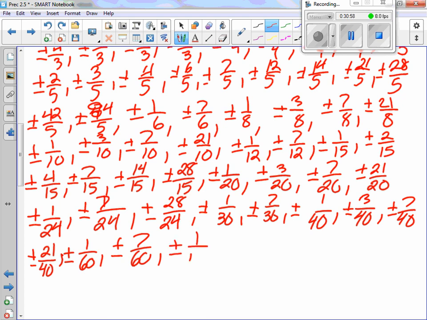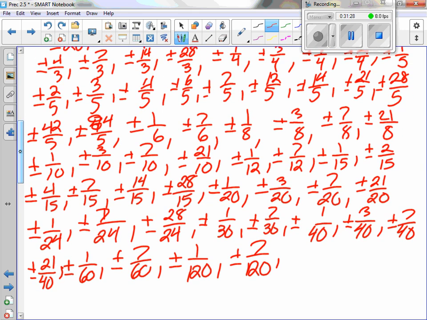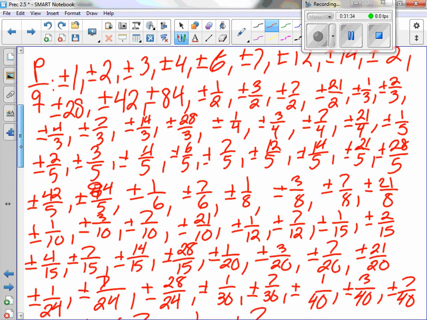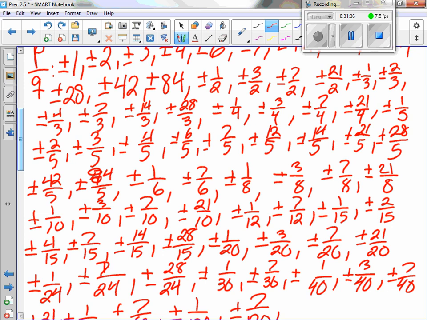120, the final stretch right here. 1/120th won't. 2/120ths will. 3/120ths will because they have a common factor of 3. 4/120ths will. Common factor of 4. 6 will. 7 will not. 12 will. 14 will. 21 will because there's 3. 28 will. 42 will. 84. 28. So we have all of these here.